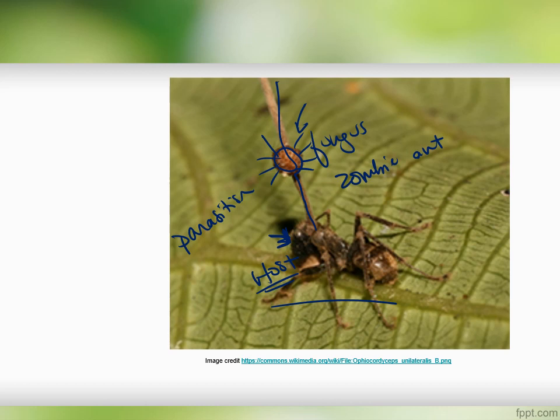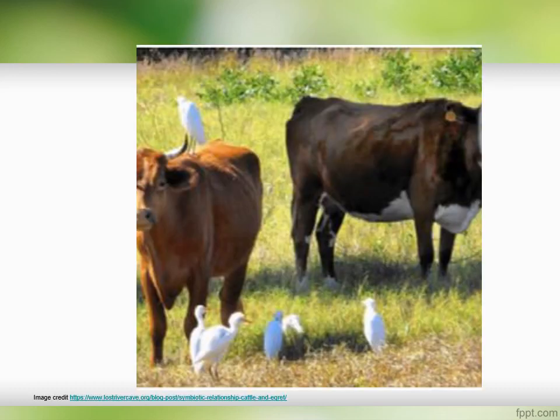So this is parasitism. The fungus has a positive. It gets that host to feed off of. The ant definitely is losing some nutrients and its brain to the fungus.